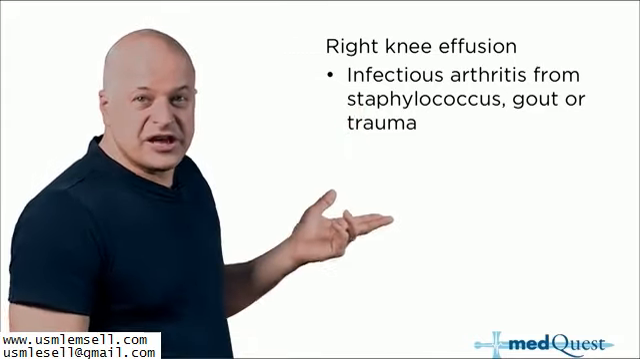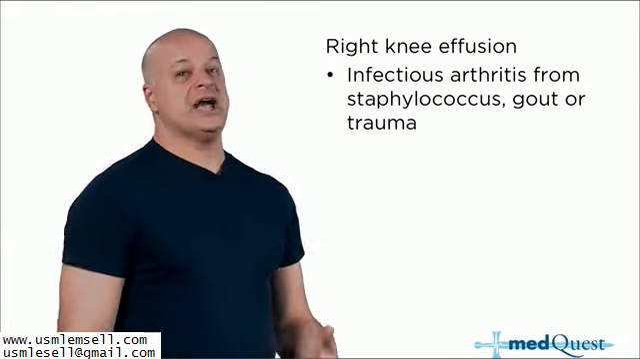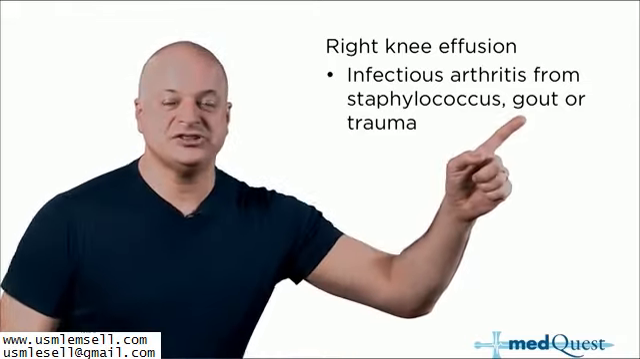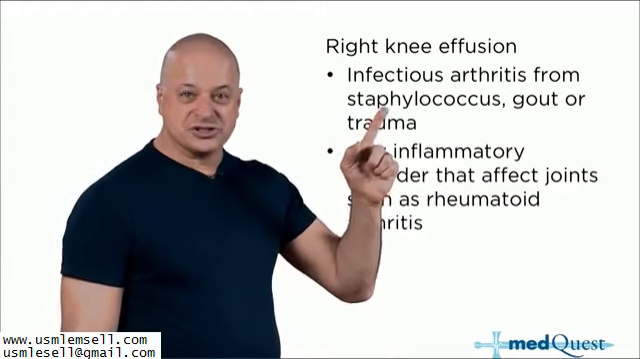Infectious arthritis from staphylococcus, gout, trauma, you can't tell until you put a needle into it and you see the blood, or you see negative needles, or you see a white count of 100,000.